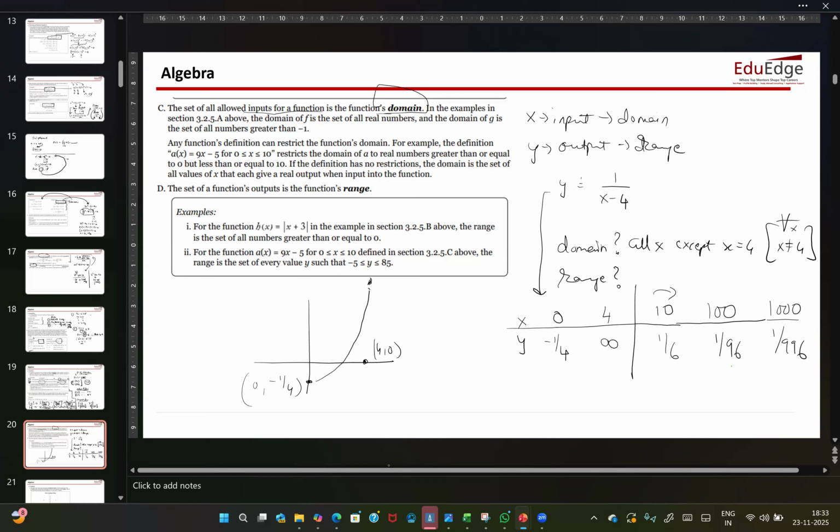So how will we plot that? Somewhere what we're saying is, as x increases, y will drop. So something of this sort, is it?